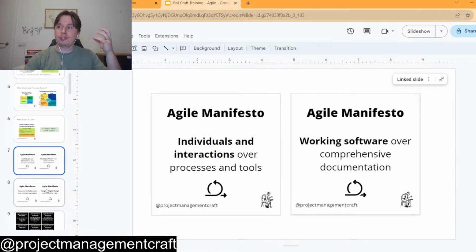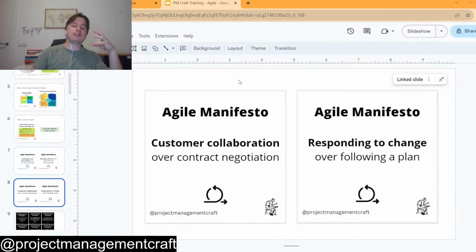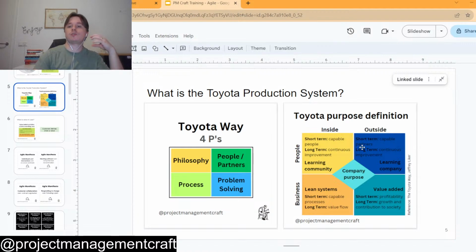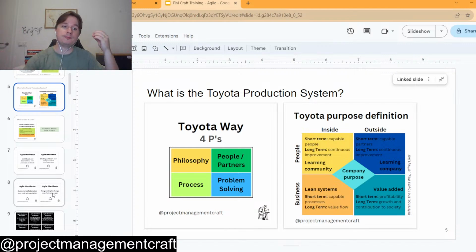So moving forward with the Agile Manifesto, what's the other part of the Agile Manifesto? Customer collaboration over contract negotiation. And here, when you think about the Toyota definition, you see that you're not talking about supplier or customer relationships in so much of a contractual way. You're talking about developing a partnership so you can develop a learning company and a learning community, so those companies can develop themselves in the long term. So that's something that you already see there.